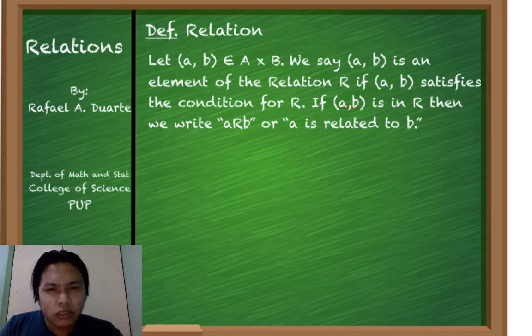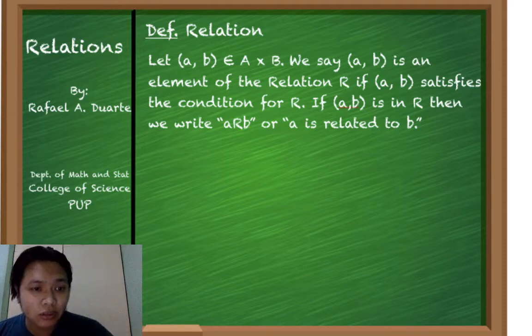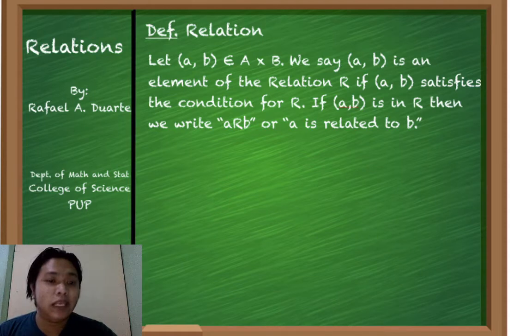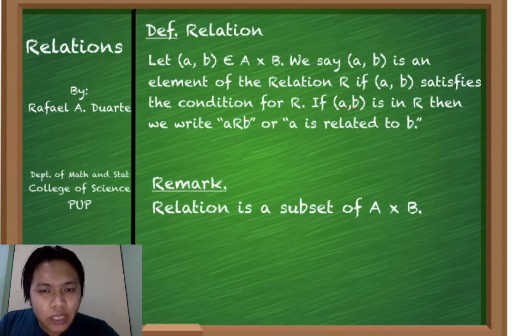Of course, there are conditions. If (a, b) is in R, then we write a R b, using the symbol for the relation, or we say a is related to b. That's how it is read. Okay? So a relation is a subset of A cross B, our Cartesian product.